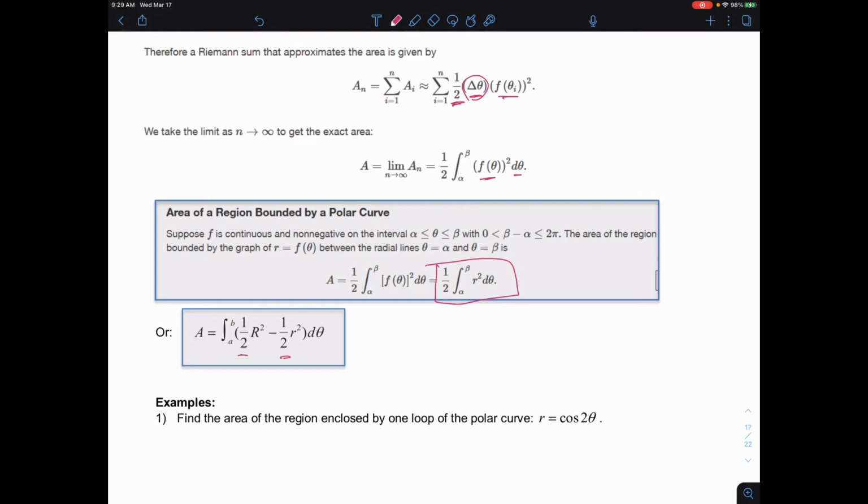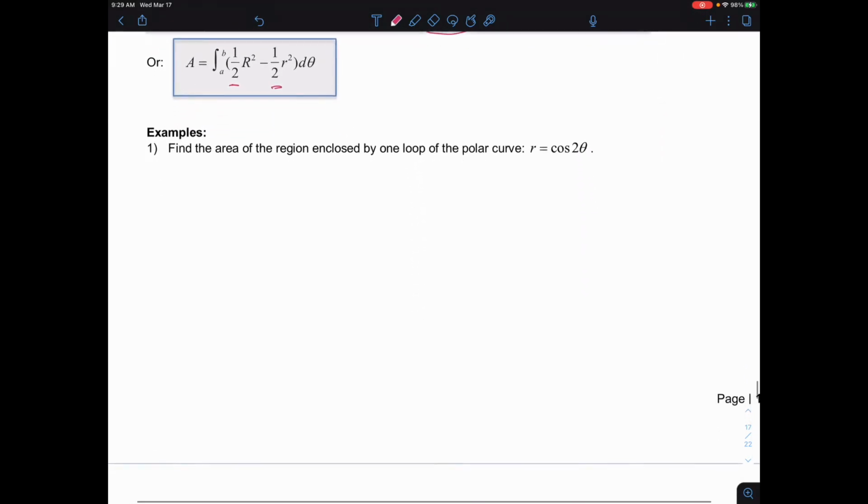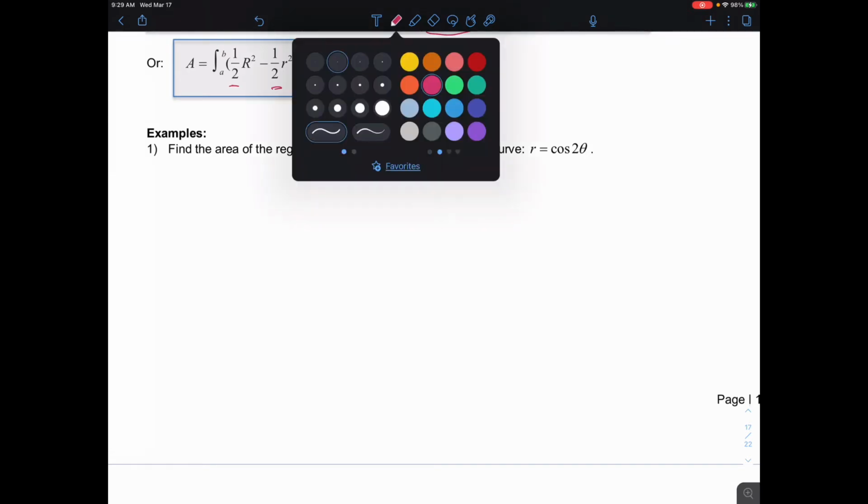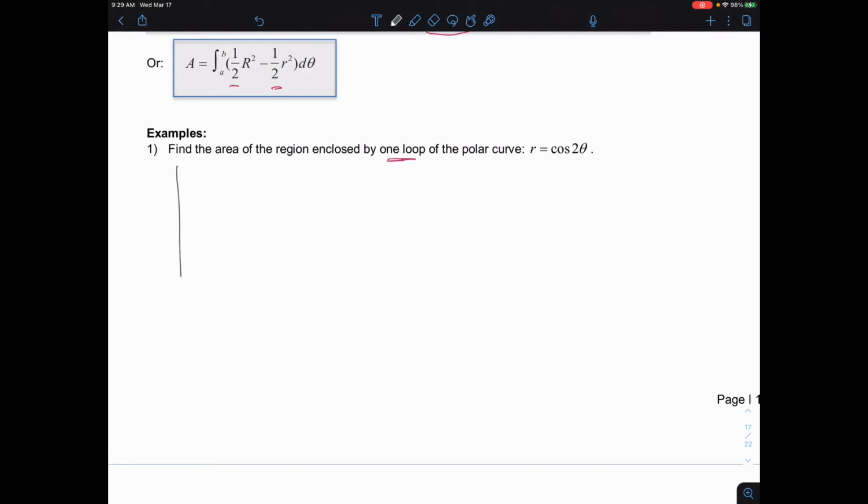Okay, so that's my formula, now let's go ahead and do some examples. It says find the area of the region enclosed by one loop of the polar curve r equals cosine of 2 theta. So again, let's graph that polar curve. And if you don't remember what it looks like, throw it in your Desmos calculator.